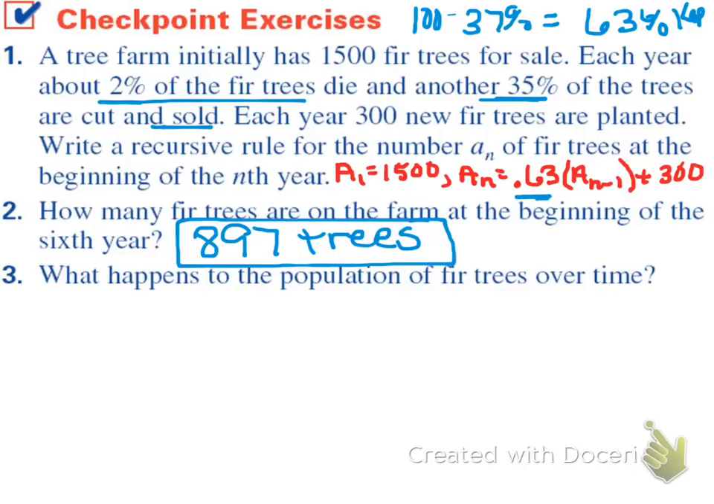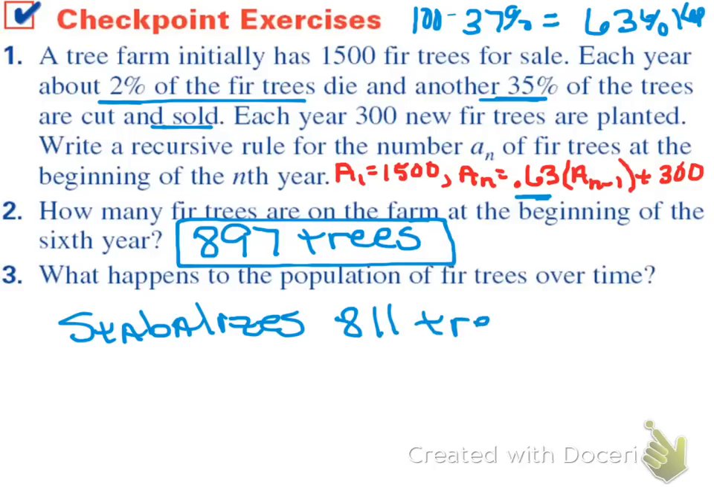Part 3 asks you what happens to the population of fir trees over time. To figure this out, continue the pattern, multiplying by 0.63 and adding 300, and you should see that over time it will stabilize. If you've done this correctly, you should have found that over time it stabilizes at 811 trees.